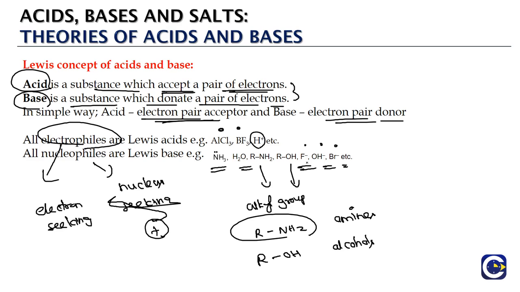Bronsted-Lowry theory is based upon the idea of donating and accepting protons. So any substance which can donate a proton is an acid, and which can accept a proton is a base. The Lewis theory is based upon the idea of electrons. So any substance which is able to accept electrons is called a Lewis acid, and any substance which is able to donate electrons is called a Lewis base. So these are the three theories of acids and bases.